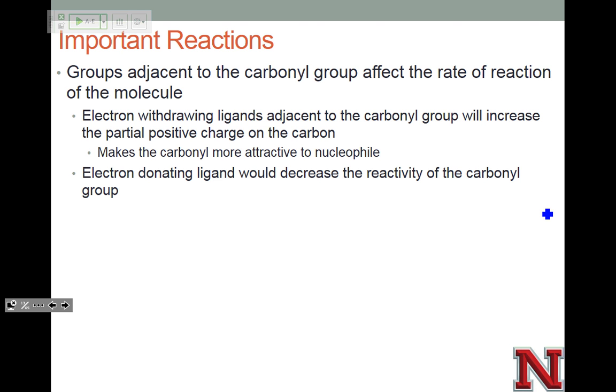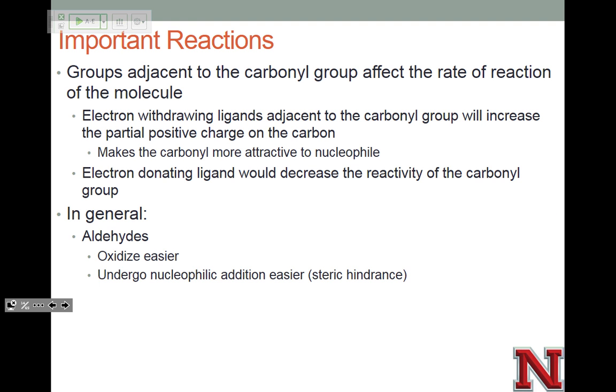Electron donating groups typically decrease the reactivity of the carbon of the carbonyl acting as an electrophile. Now again, if we're using a strong nucleophile, it usually doesn't matter. Even if we have a bunch of OR groups, it's still going to react. But when we have a weaker nucleophile, that's really prevalent. In general, our aldehydes do oxidize easier because of sterics and electronics, just like we showed earlier. And they also undergo nucleophilic addition a bit easier because of steric hindrance. It doesn't mean we can't do it with ketones, but we're just talking about a little bit of ease.